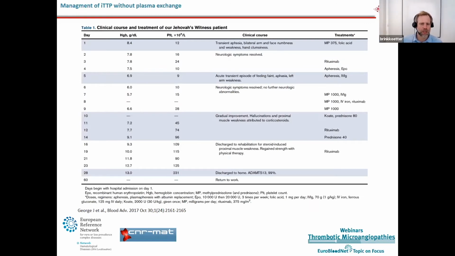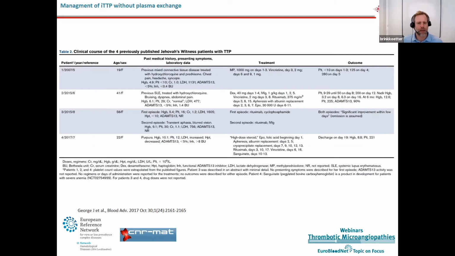Basically, they report on a 46-year-old white woman who presented to the emergency department with primarily neurological symptoms, including transient aphasia. She was diagnosed with iTTP and treated with high-dose glucocorticoids, rituximab, and also apheresis. After 1 week, she experienced a disease exacerbation, and again, even higher doses of methylprednisolone were administered. Eventually, she gradually felt better and could be discharged after 28 days. And the patient returned to work after 60 days. So all in all, a very successful treatment.